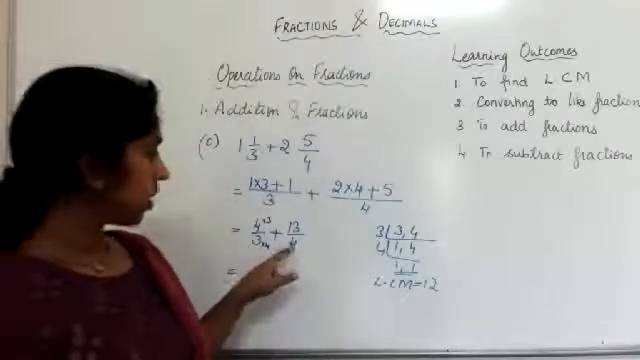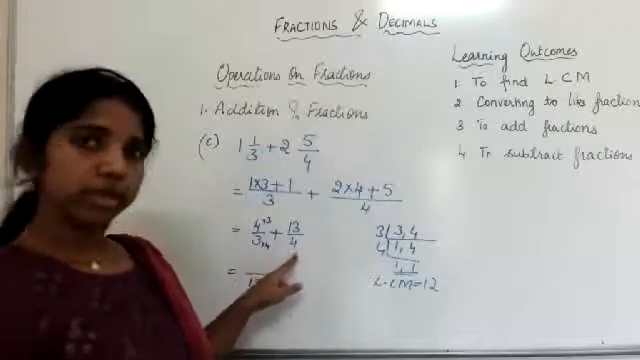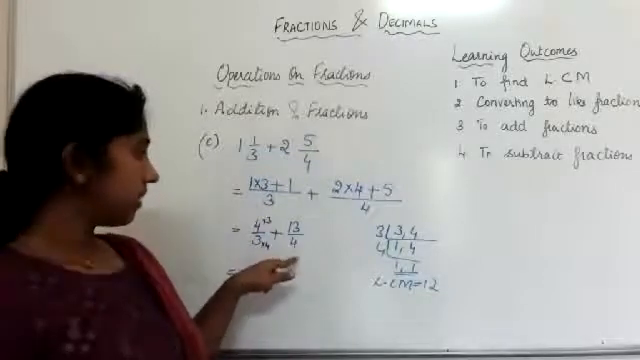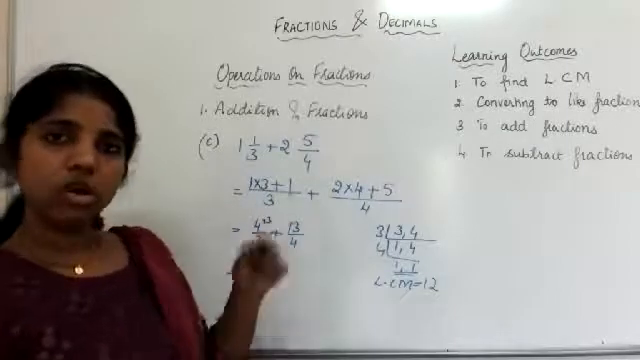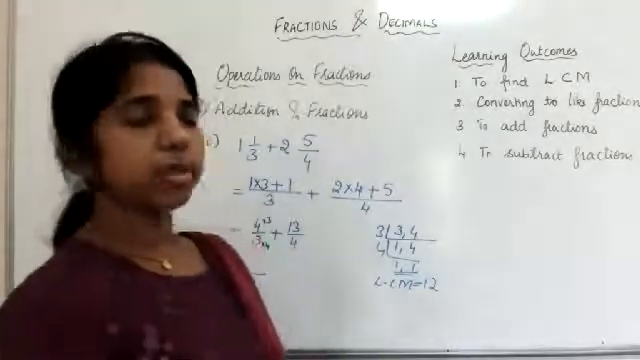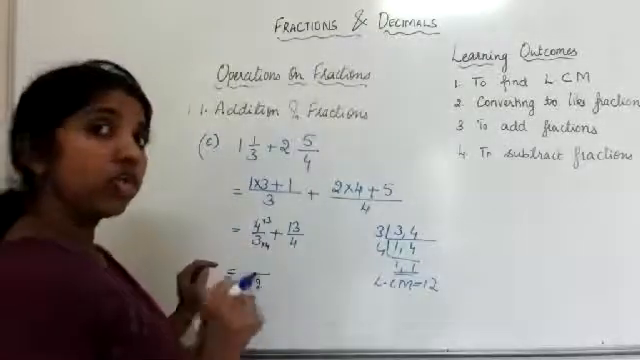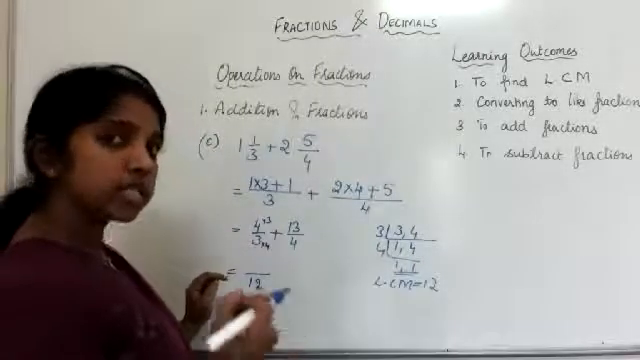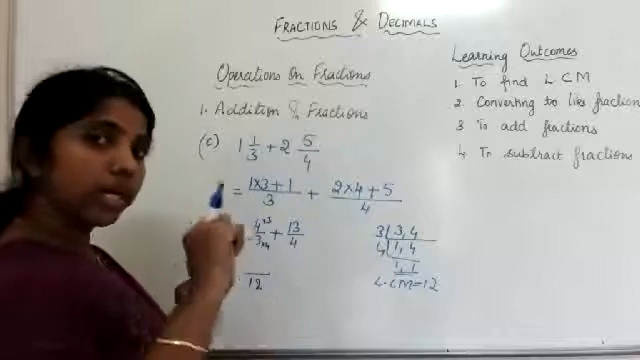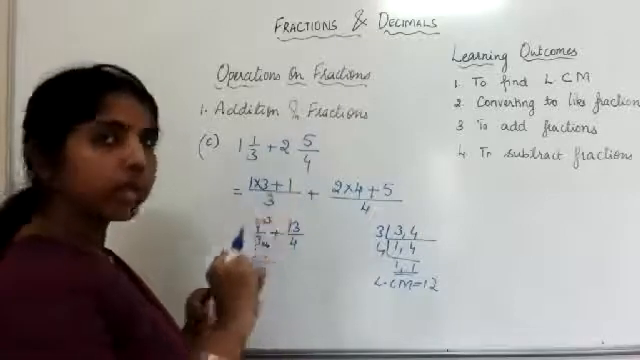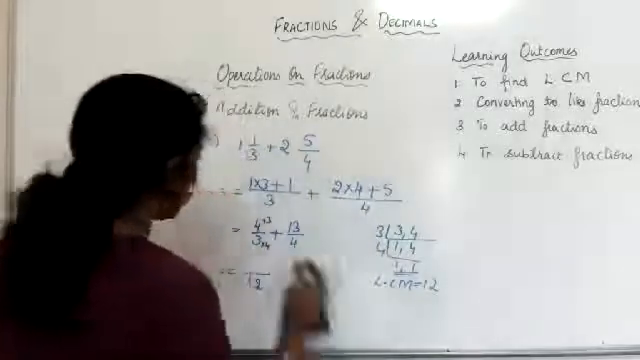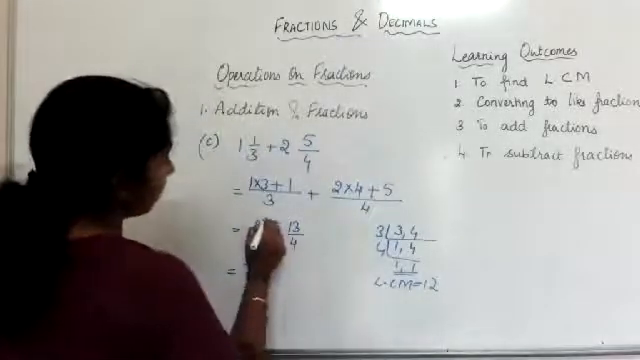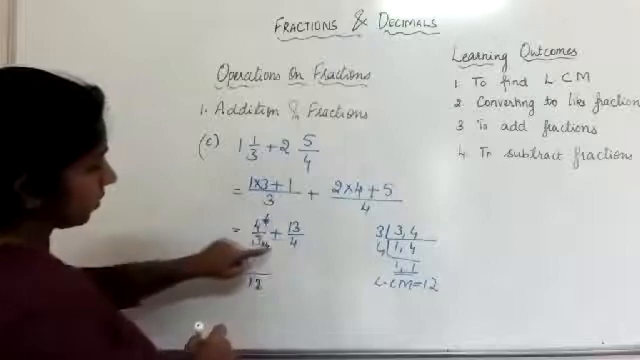This product, the denominator of the previous one, will be multiplied to this, and this denominator is multiplied to this. So cross multiplication of the denominators can be done. When you have taken the product as the LCM, you can do the cross multiplication of the denominator. So 4 into, sorry, here I should write 4. So 4 into 4 here. So 3 into 4, 4 into 4.